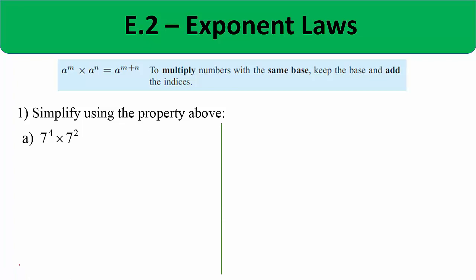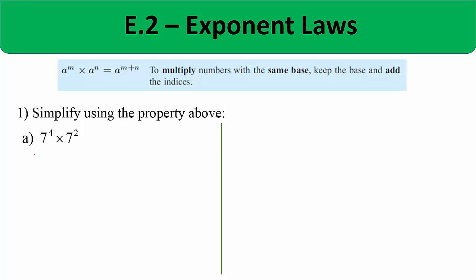The first exponent law is when we multiply numbers with the same base. The law says that we keep the same base and we add the indices. And of course, indices is another word for exponent. Let's look at why this is true.